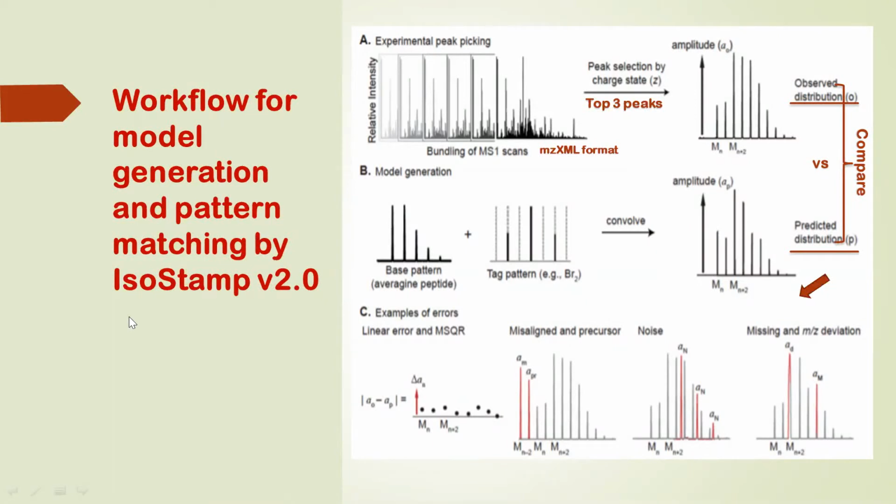And here is the workflow for model generation and pattern matching by IsoStamp version 2. A is the full scan MS data, abundant across scans, and peaks are selected for analysis by the charge state. We just choose the top 3 peaks. B is the model generation. A predicted distribution is generated by convolution of a base pattern derived from a modified averagine model and an overlaid tag pattern. Comparing A and B, we can get C. Observed and predicted distributions are compared by subtraction to obtain the linear error and the MSQR errors.